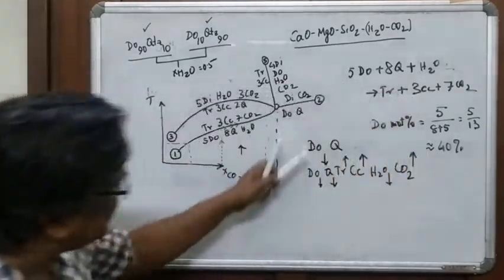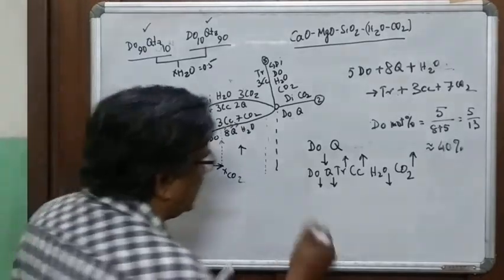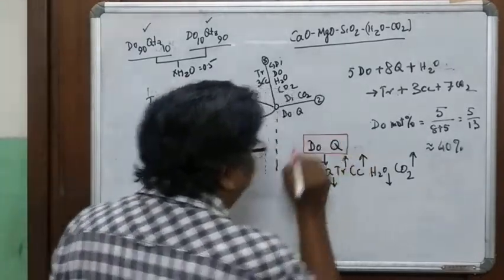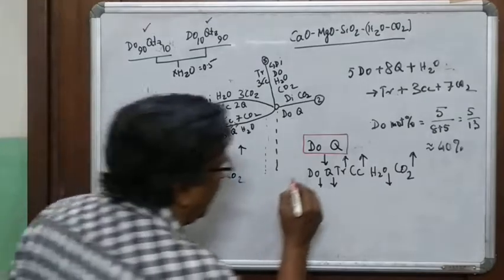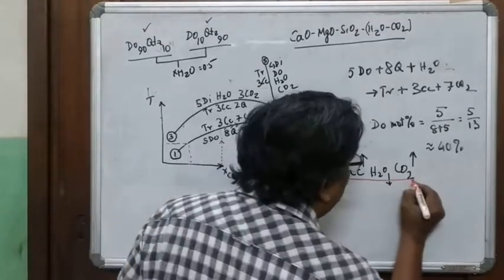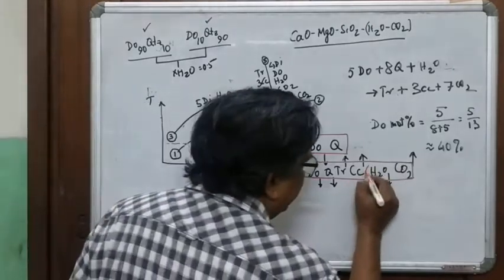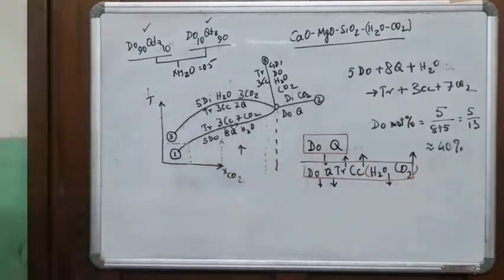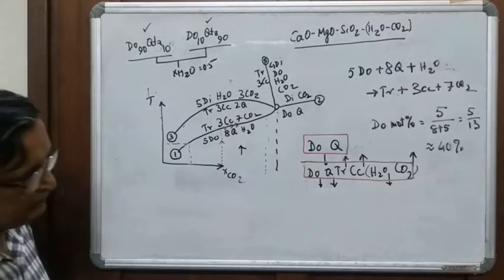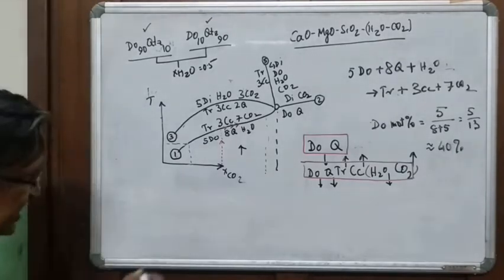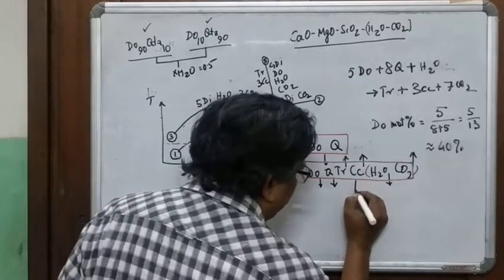So you will have this assemblage. From dolomite quartz, you will have this assemblage: dolomite, quartz, tremolite, calcite, H2O, CO2. This is of course a part of the fluid phase. From this, several things will happen.